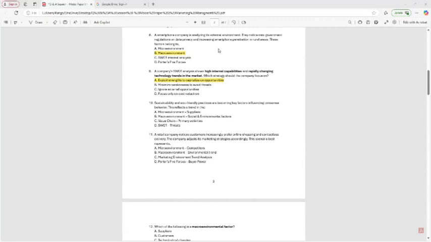Going with, yeah, 10. Answer is B, macro environment. Yeah, that is the correct answer, group. Sustainable and eco-friendly going with social and environment factors. So the correct answer is B. Good.